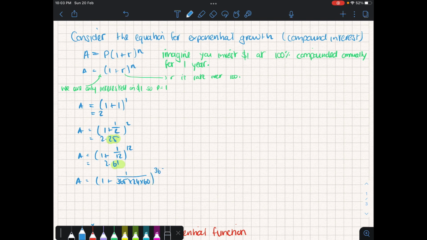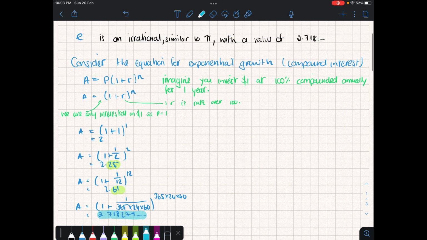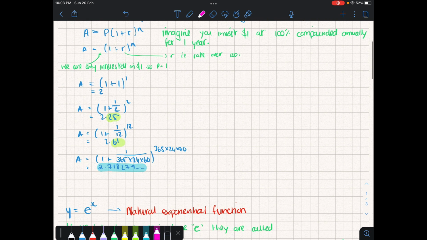And so if we multiplied this out, we end up with 2.718279, etc. Right? And that's quite an interesting observation to make. We've only gained an extra 10 or so cents, even though we have increased the compounding period significantly. And another thing you'll notice is this is very similar to the number that I introduced you to, and that is e. So what is e?